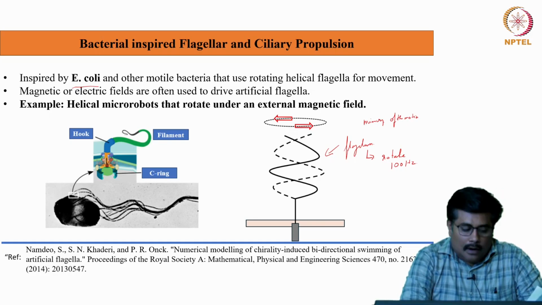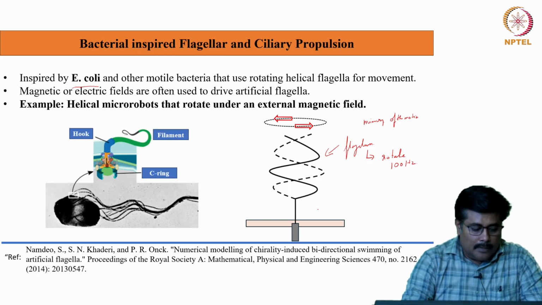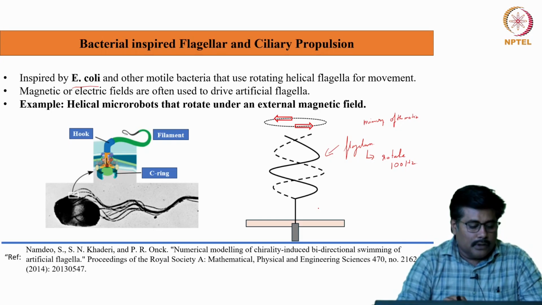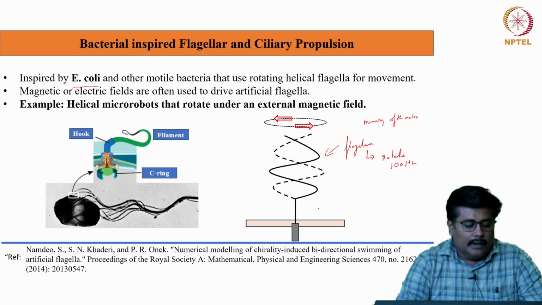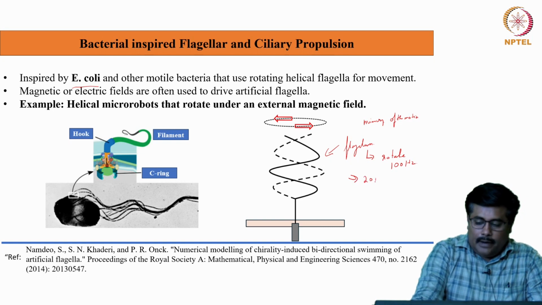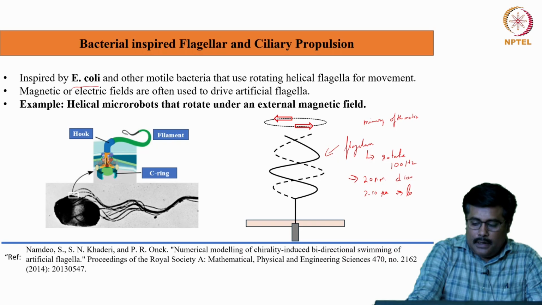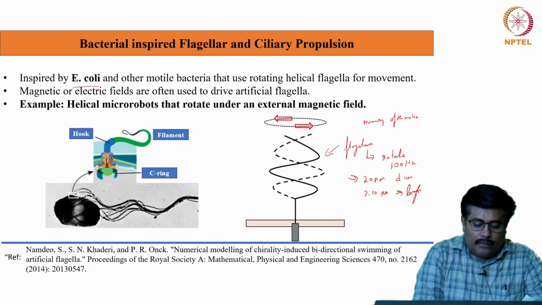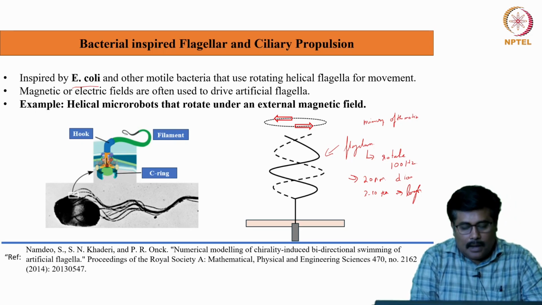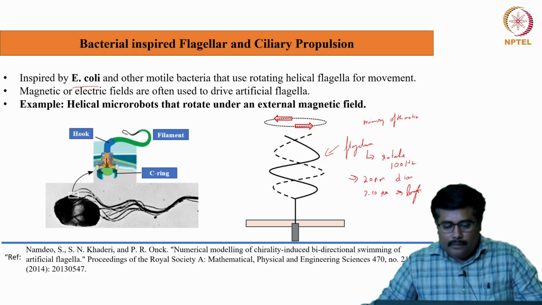The rotary motor and flagellum are connected through a short flexible hook, which is shown here, and it has an arrangement almost similar to a universal joint. In general, the diameter and the length of the helical flagellum are about 20 nanometer in diameter and 3 to 10 micrometer in length. These are some of the key characteristics of these artificial flagella based systems. More insight we will discuss in detail.